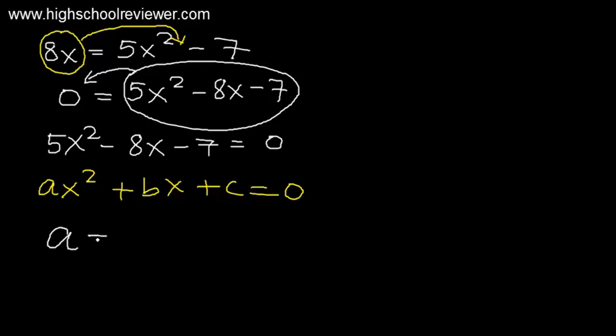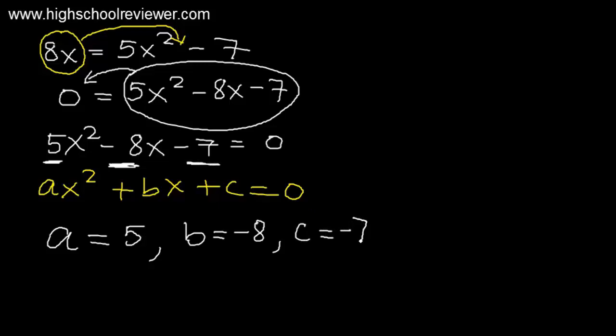So our a here, this is the numerical coefficient of our first term. The numerical coefficient is positive 5. So our a is positive 5. And our b is the numerical coefficient of the second term. This is negative 8. Our c is the constant, and this is negative 7. Okay. Now, let us get the sum of the roots.